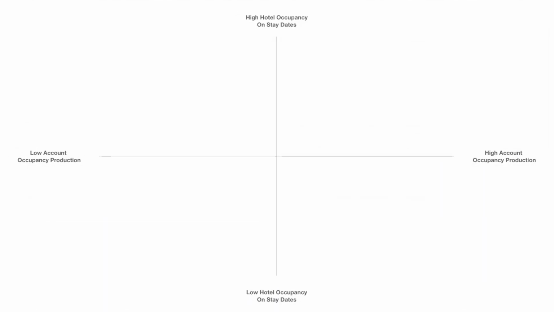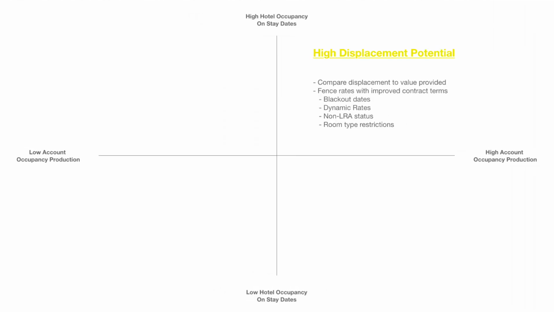As you complete the analysis of each account, it can be helpful to place each in a quadrant according to their current and future performance potential. The first grouping is the high displacement potential accounts. While these accounts may appear desirable at first given their high production volumes, careful negotiation is warranted in order to ensure that these accounts are a net positive after you consider displacement.